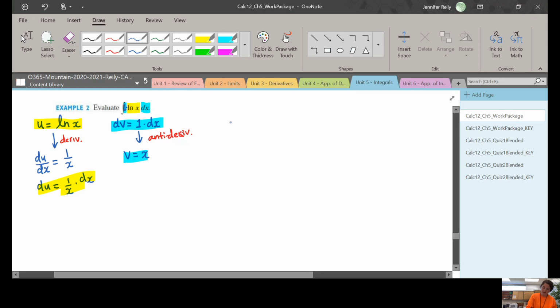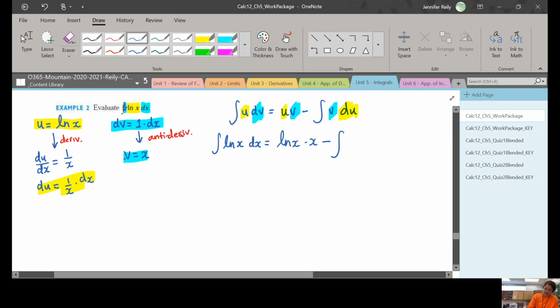All right, so let's write down the formula. Integral of u dv equals uv minus integral of v du. So anywhere where there's a u, I'm going to replace with my yellow terms. Anywhere where there's a v or dv, I'm going to replace with blue terms. Okay, so integral of ln x dx equals, so u is ln x times x minus integral of v, so x, and then du times 1 over x dx.